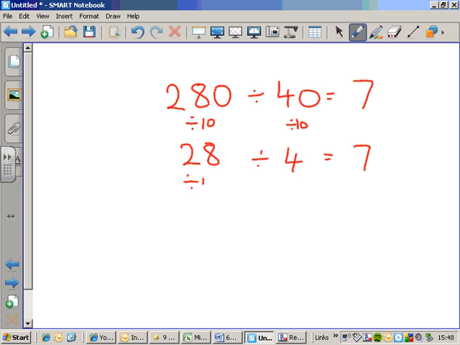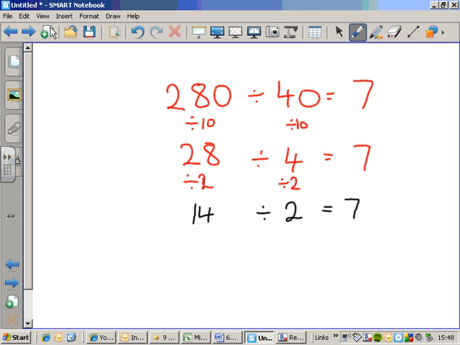Just to prove it doesn't have to be dividing by 10, let's just halve these numbers. 28 and 4. What's half of 28? That's right, well done. It's 14. And what's half of 4? Correct again. Well done, it's 2. What's 14 divided by 2? How many 2s go into 14? Yay, look. Still the same answer.